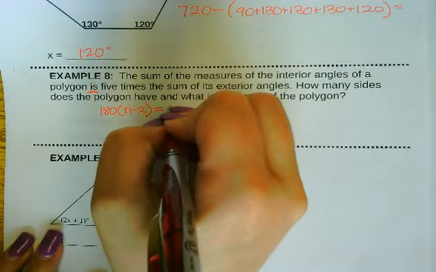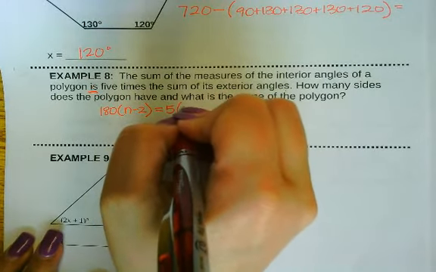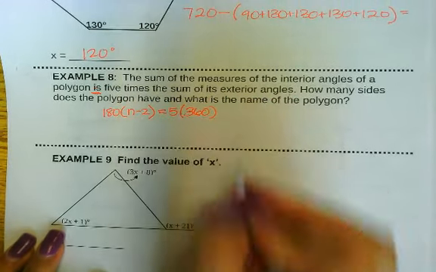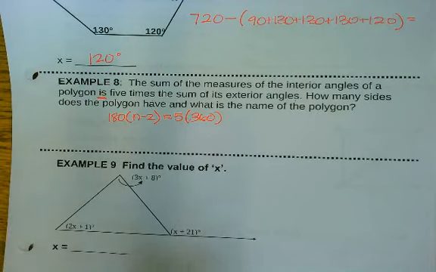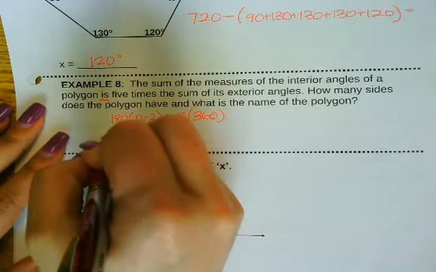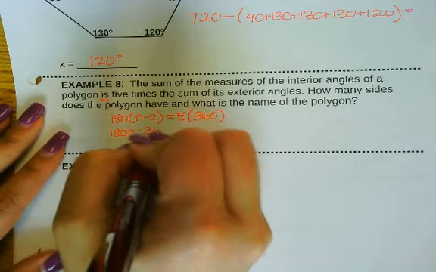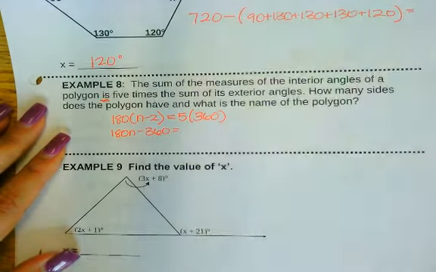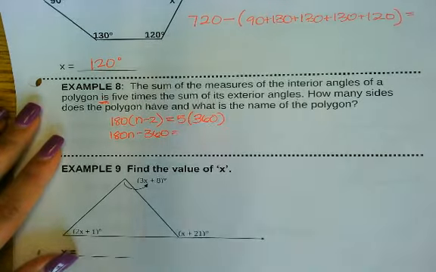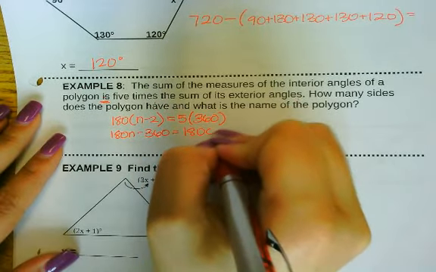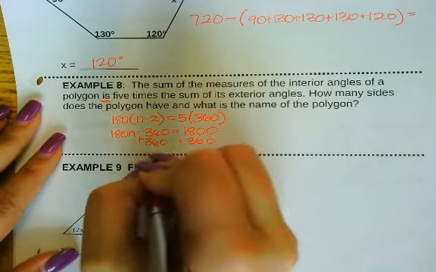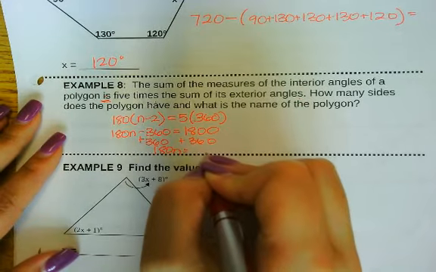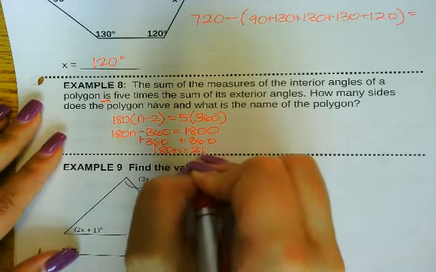5 times 360, because it's 5 times greater than the exterior angles. Okay, and then from here you just solve for n. So you have 180n minus 360 equals, I have no idea, what's 5 times 360? 1,800. Add 360 to both sides, and you get 180n equals 2,160.